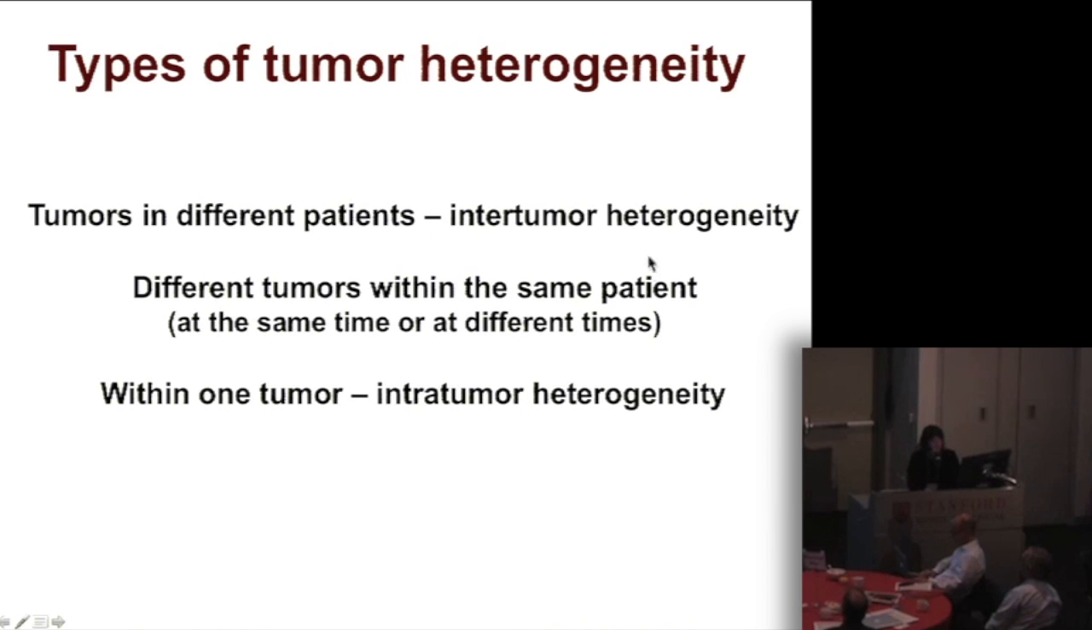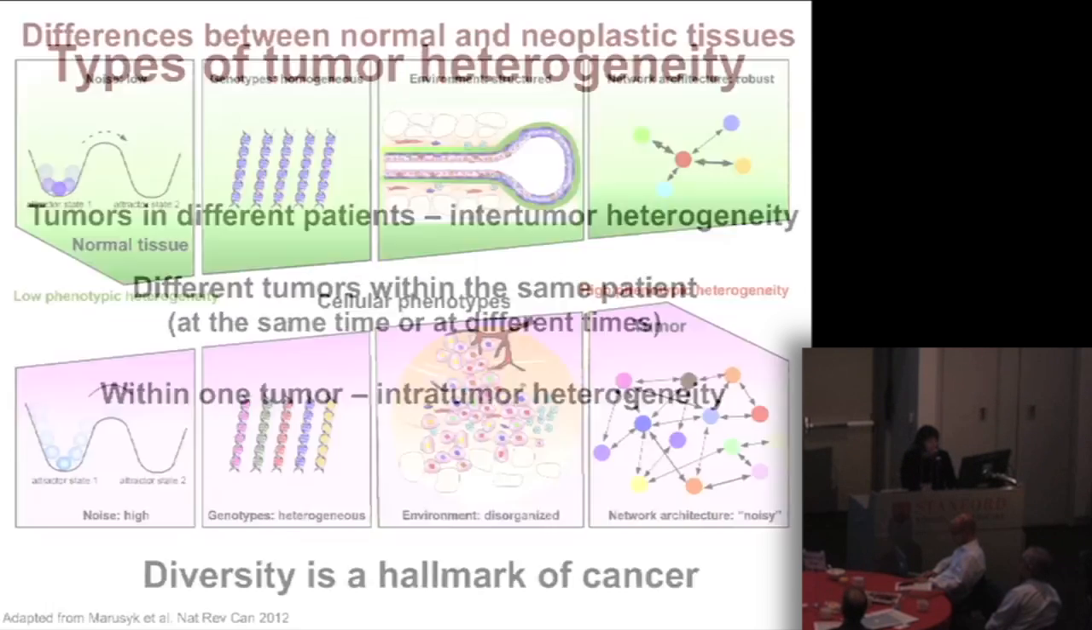So this is just a brief introduction about what type of heterogeneity we discuss. It's already been mentioned that there is inter-tumor heterogeneity, that is between different patients. Then there is also heterogeneity between different lesions in the same patient. But today what most of us will discuss is intratumor heterogeneity, which is heterogeneity within one tumor at any given time in the patient.